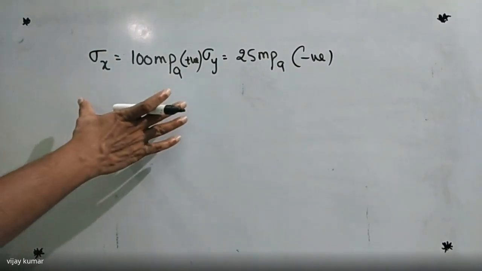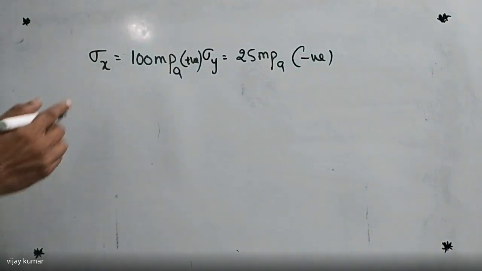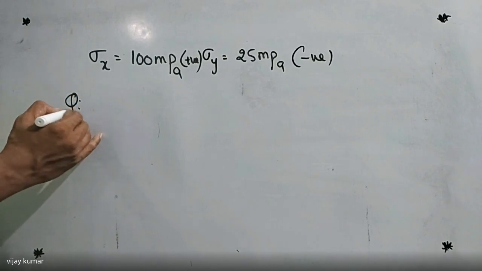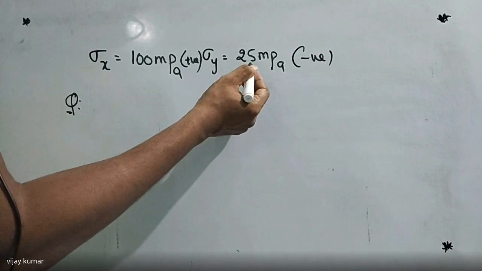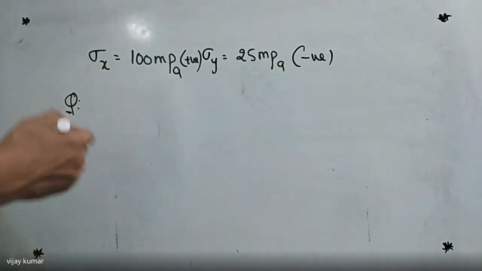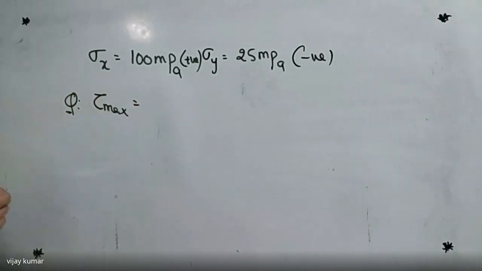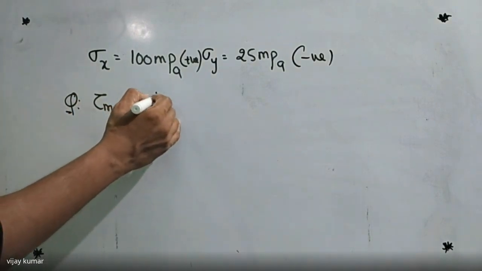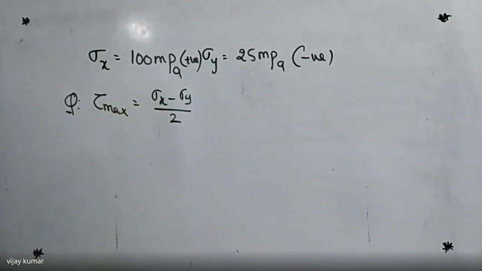In this case, he is asking one question: find the maximum shear in the component. If sigma x is equal to 100 megapascals positive tensile, sigma y is equal to 25 megapascals negative, then find the value of tau maximum. What is the formula for tau maximum? All of you know that. Tau maximum in the biaxial case is nothing but sigma x minus sigma y by 2. Already I derived that, and told you how to calculate tau maximum.